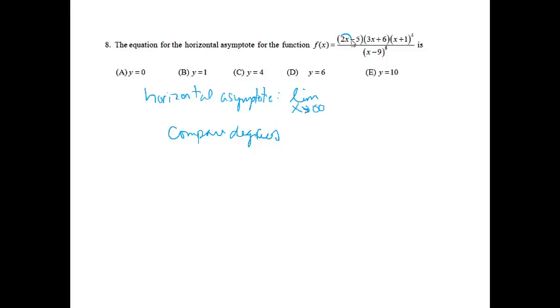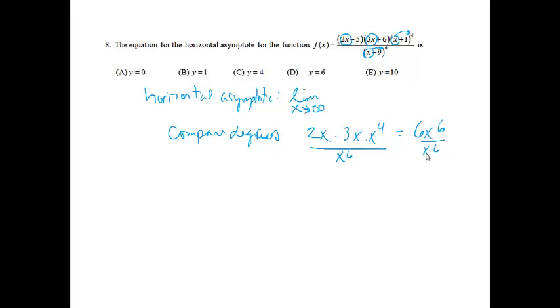I looked at, okay, the highest power in this part of the parentheses is 2x, the highest power in the parentheses is 3x, and then for this one, this is going to be x to the fourth. And so on the top I basically have 2x times 3x times x to the fourth, which gives me 6x to the sixth. Okay, and then down on the bottom, if I were to FOIL that out, my highest power is going to be x to the sixth.